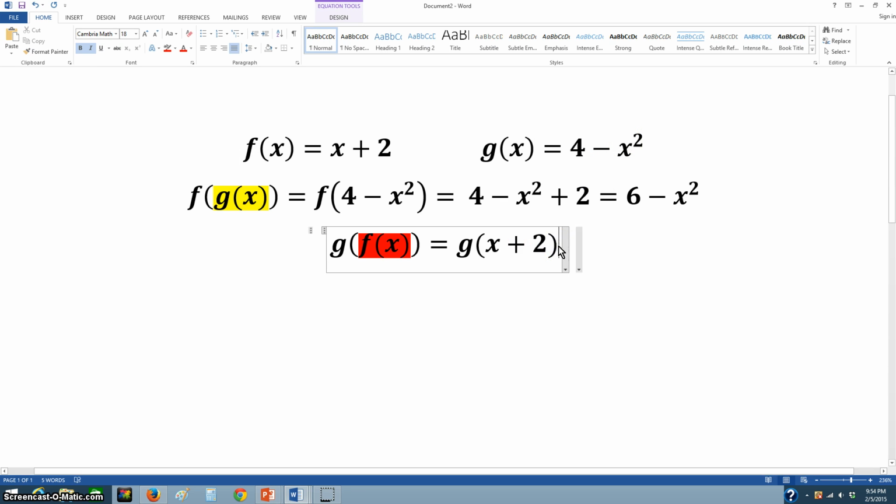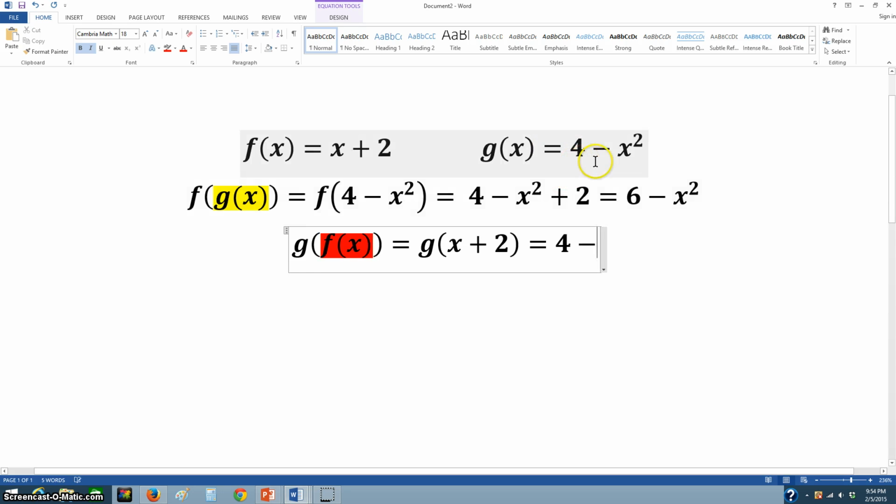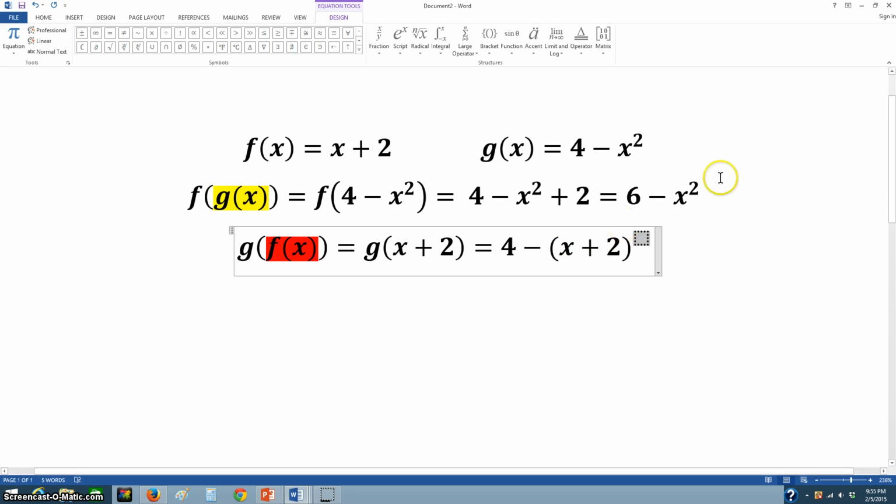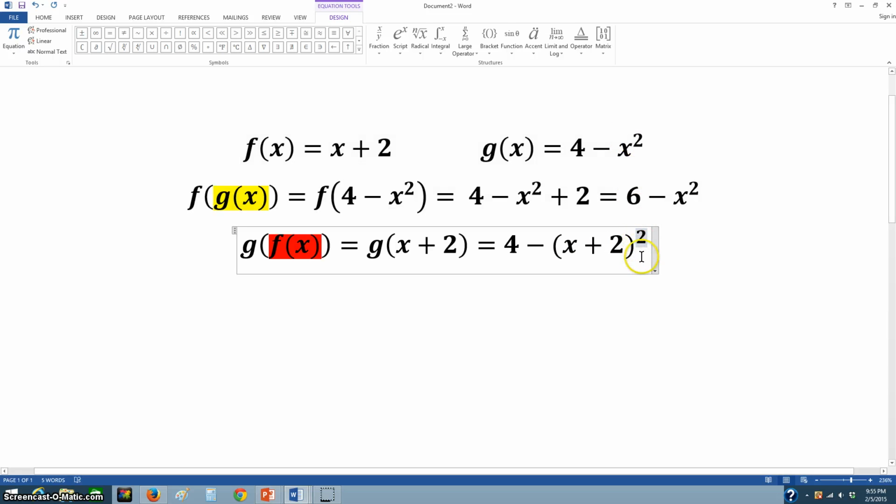Okay, so let's follow that process. I see the 4, so I don't need to input anything, minus I see an x. That means I have to replace it now with x plus 2. But go back to your g function, and it also says you have to square it. Okay, so let's analyze what we have going on here. We're going to have to square this by either FOILing or using the shortcut that I taught you, and then distribute the negative inside. So let's do that.